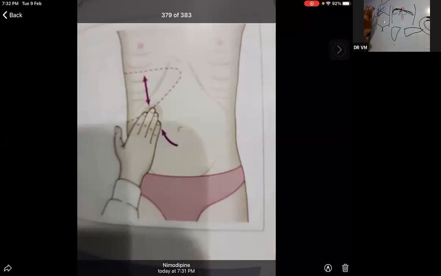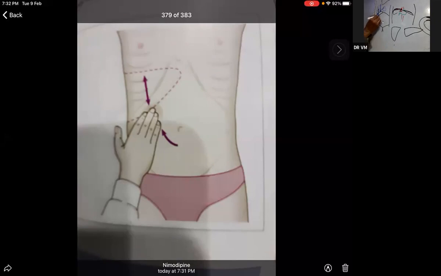So when you want to percuss the liver, come from the top, in the mid-clavicular line, above downward, start from second, third, or fourth, and then when you reach the dullness, that is the upper border of liver dullness, and below, usually you don't palpate the liver normally unless it is enlarged.